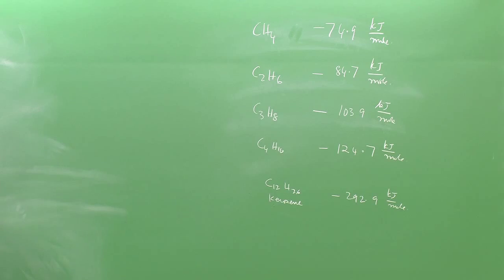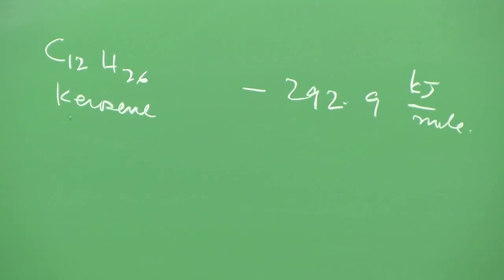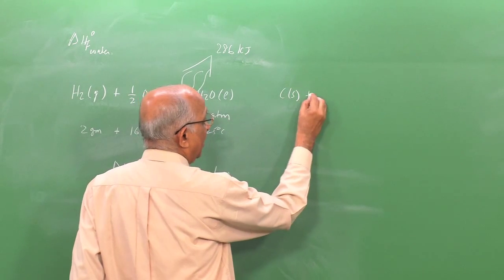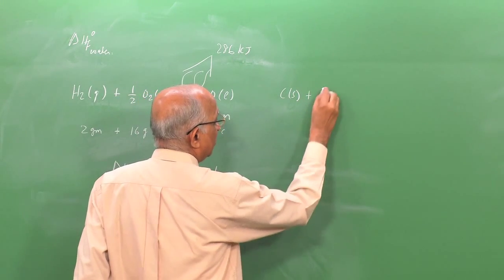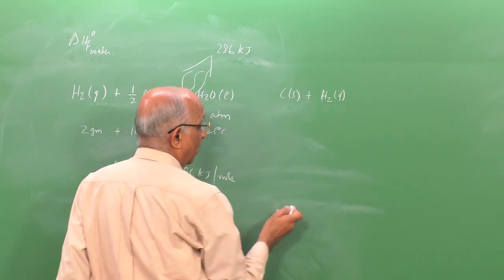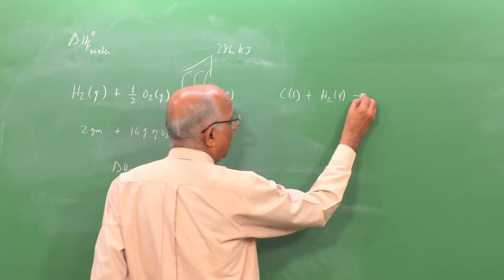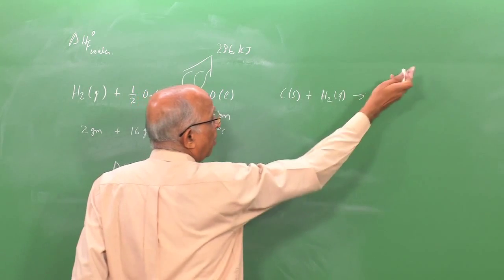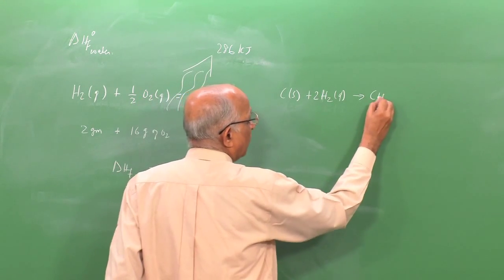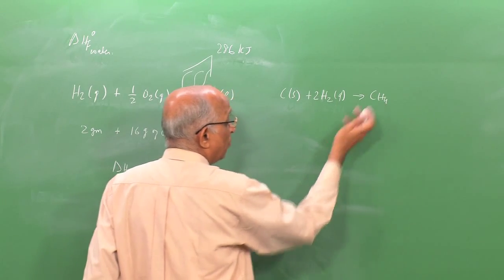How do I determine all this? We just told ourselves I will react carbon at the standard condition of 25 degrees centigrade with hydrogen gas at 1 atmosphere pressure and 25 degrees centigrade, and depending on whether I want methane, 1 mole of carbon with 2 moles of hydrogen to form CH4, I form 1 mole of this.